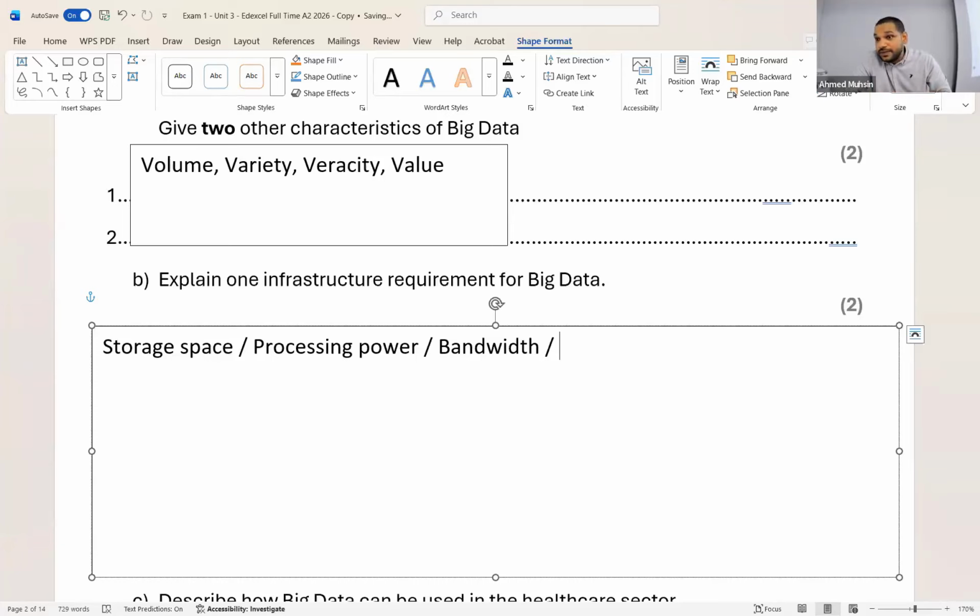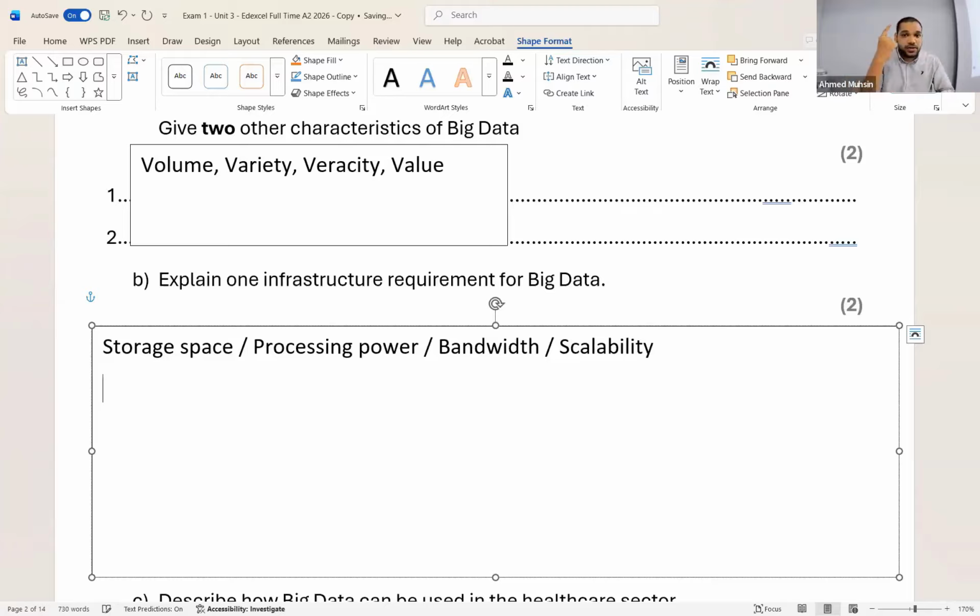What do we call that? Their server should be able to handle traffic more than the usual traffic. What do we call that? Scalability. Okay, another infrastructure requirement is scalability. Its ability to handle traffic more than the usual traffic.